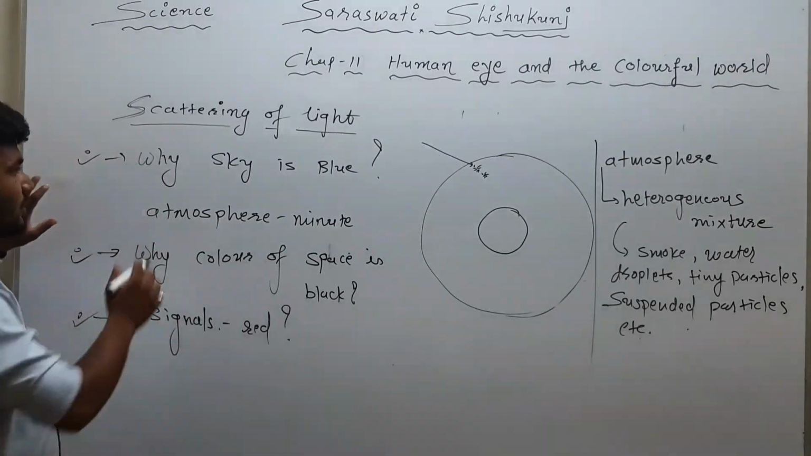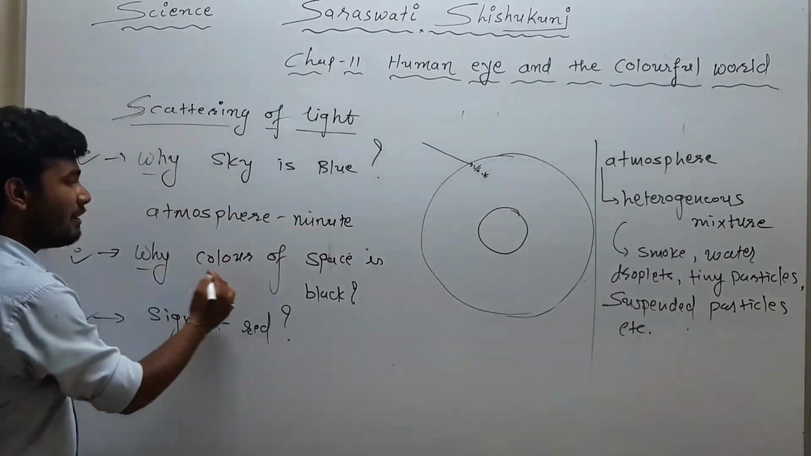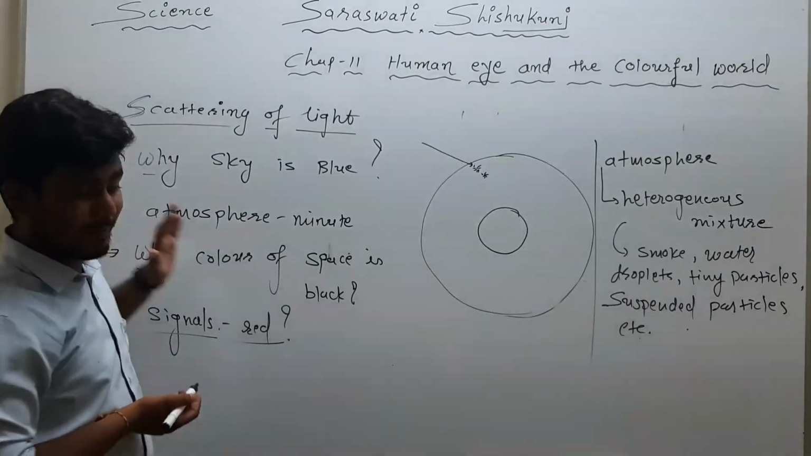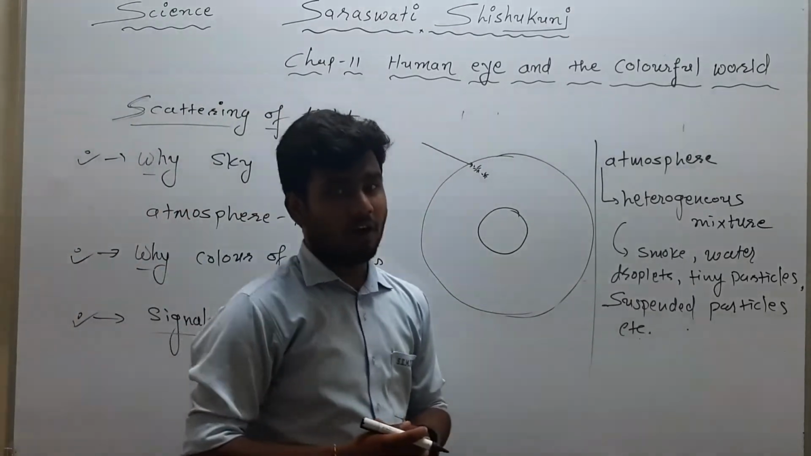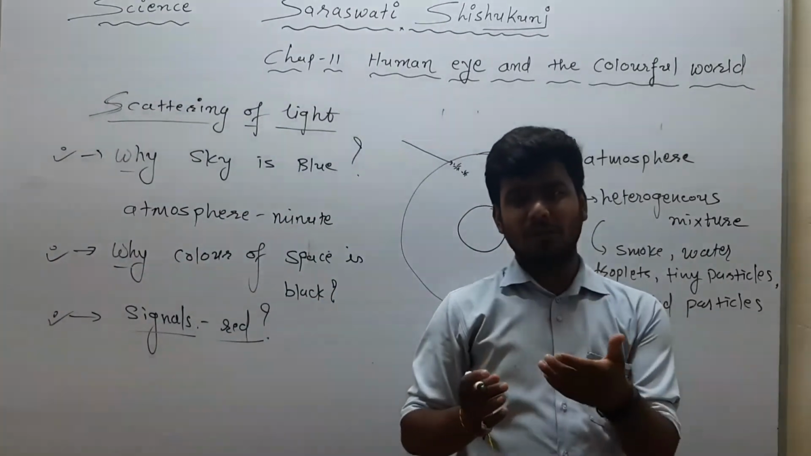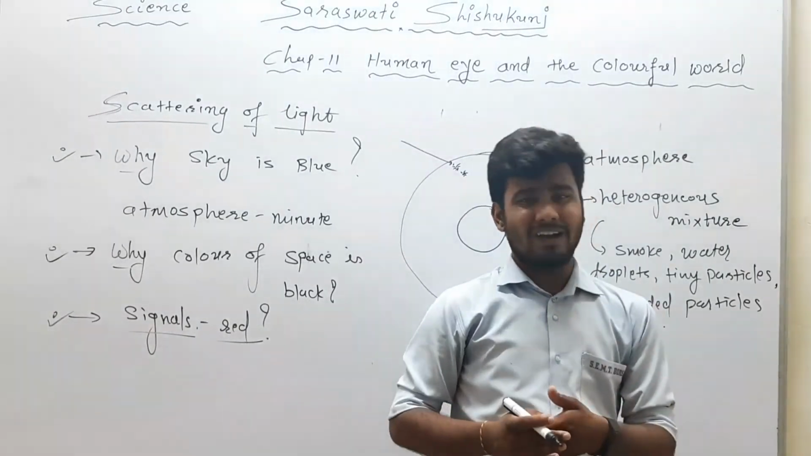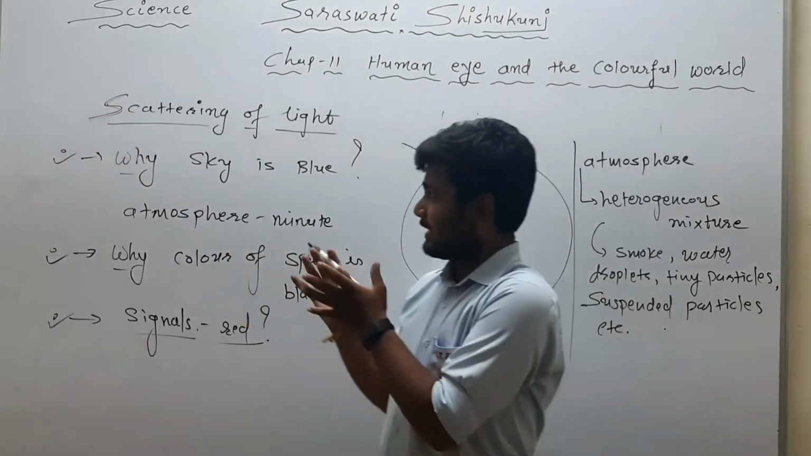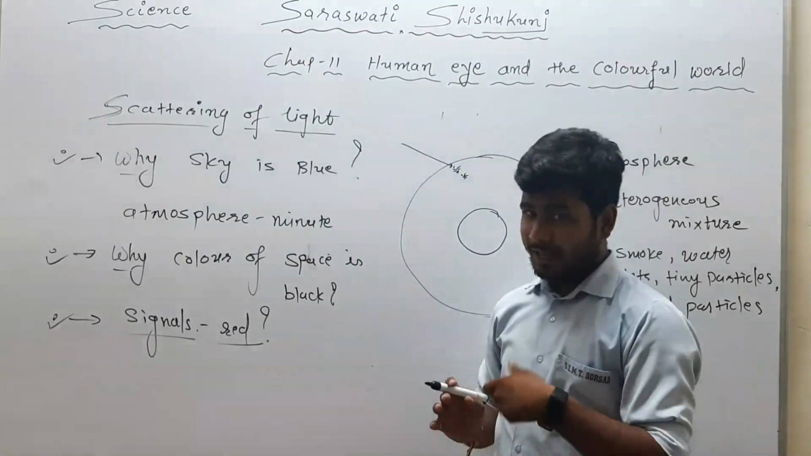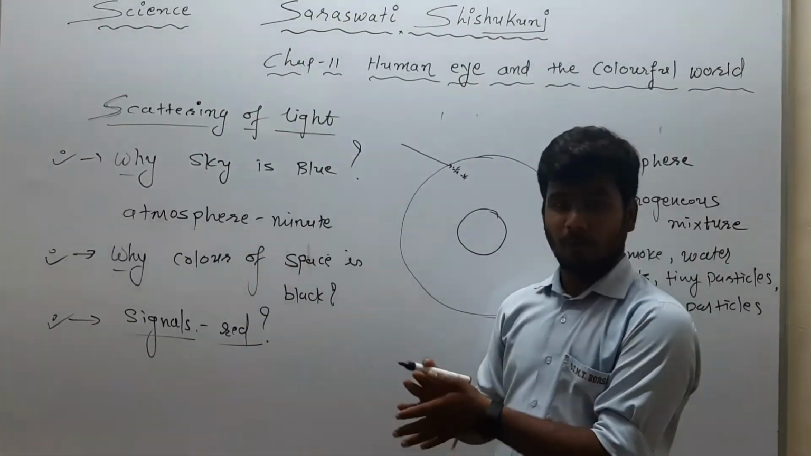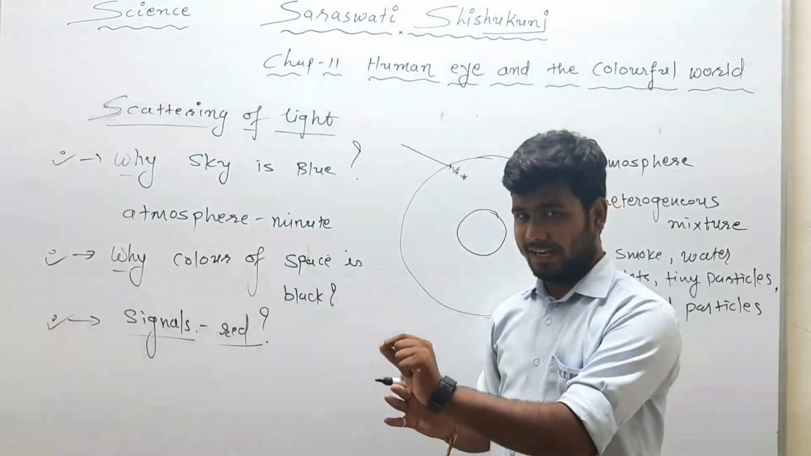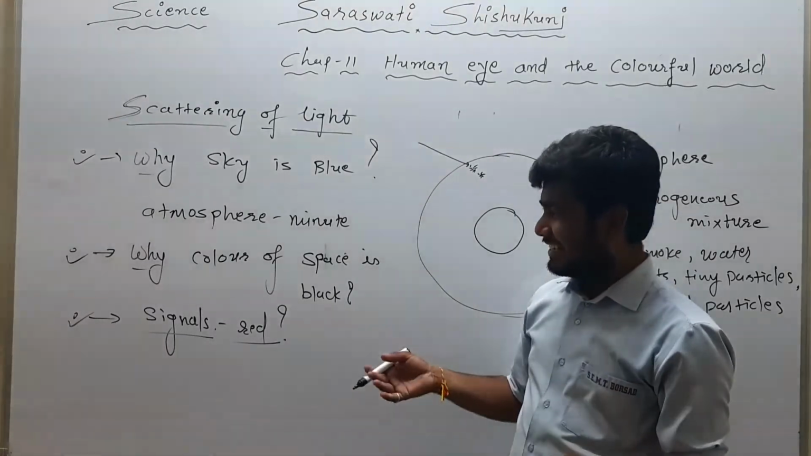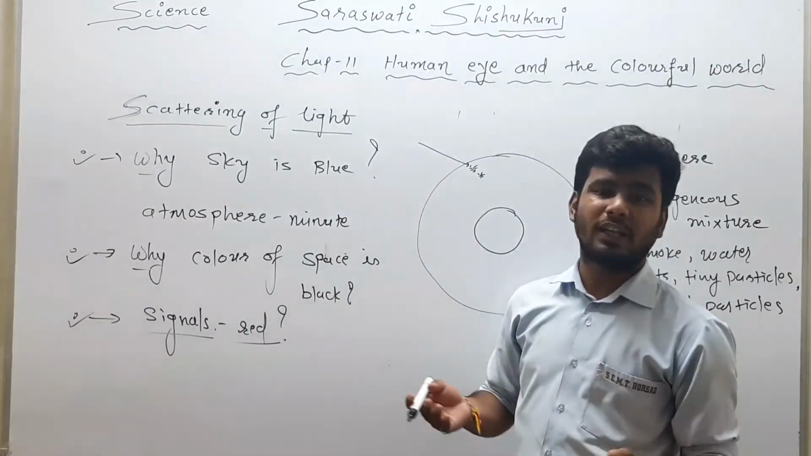So hope you understood why the sky is blue in color, why the color of space is considered black, why in signals we are using red color, and why school buses are yellow, right? Because sometimes there is smoke, and in those cases this concept of scattering is very important to understand, to decide how we can choose different colors for signals, for buses and for other purposes also.